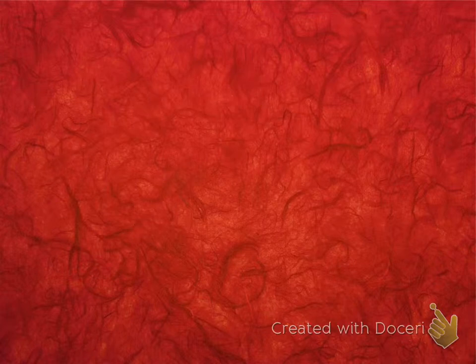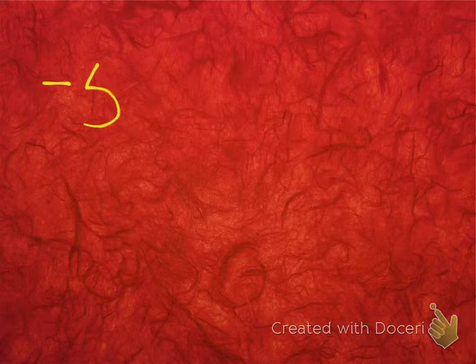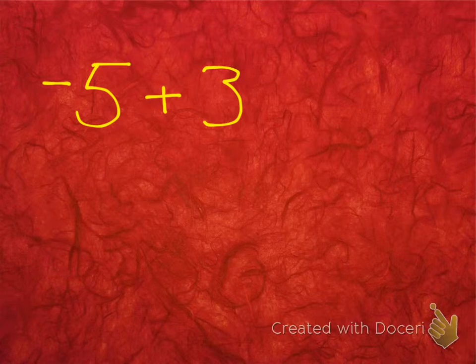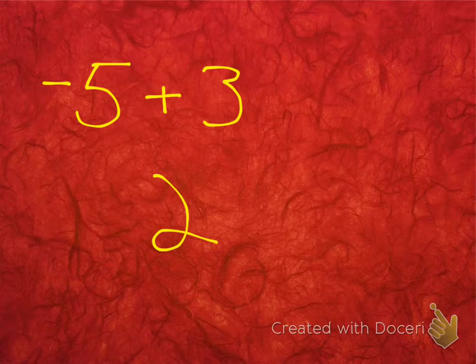Now, if I had the same problem, but it was negative 5 plus a positive 3, the signs are opposite, so I subtract. 5 minus 3 is 2. My larger number was 5. It was a negative, so now my answer is a negative. So it's just kind of like subtracting. It is subtracting, but you've got to keep track of your signs.